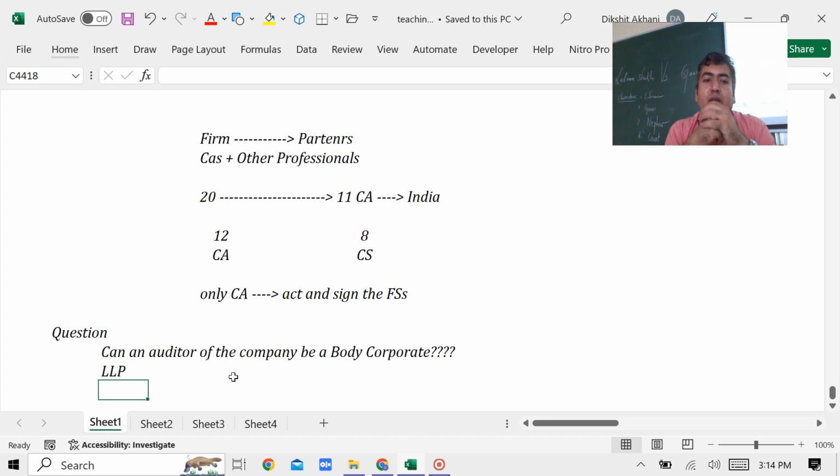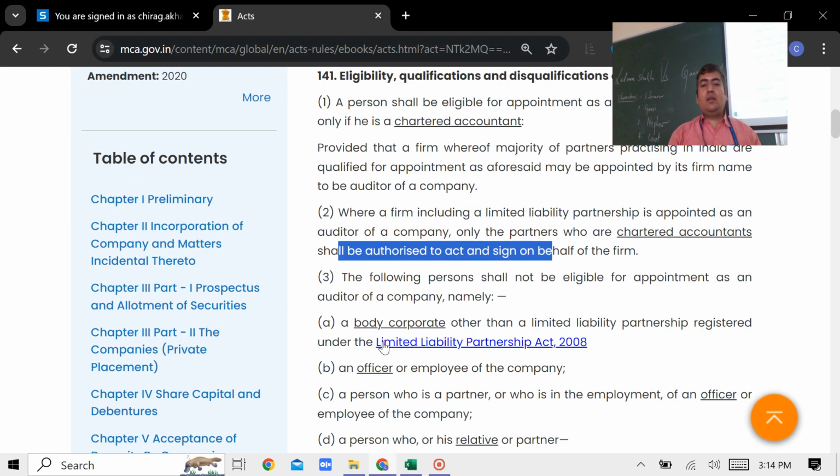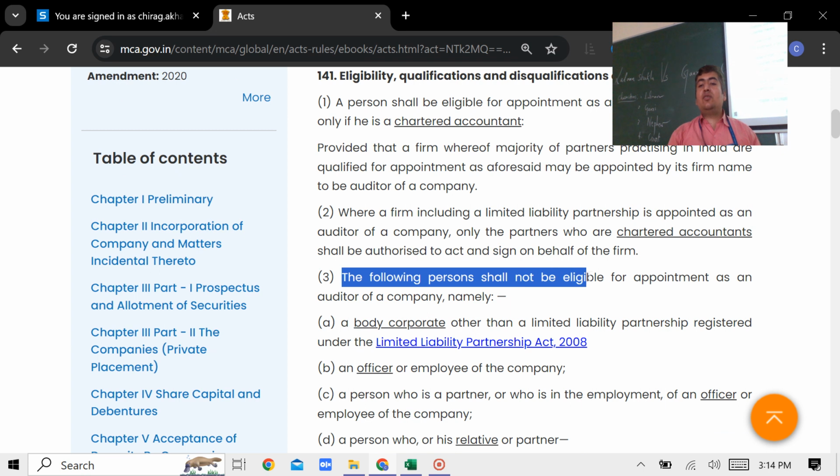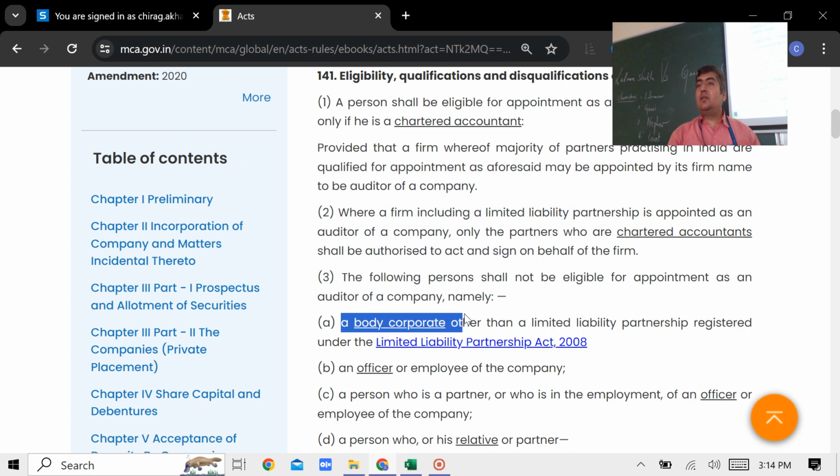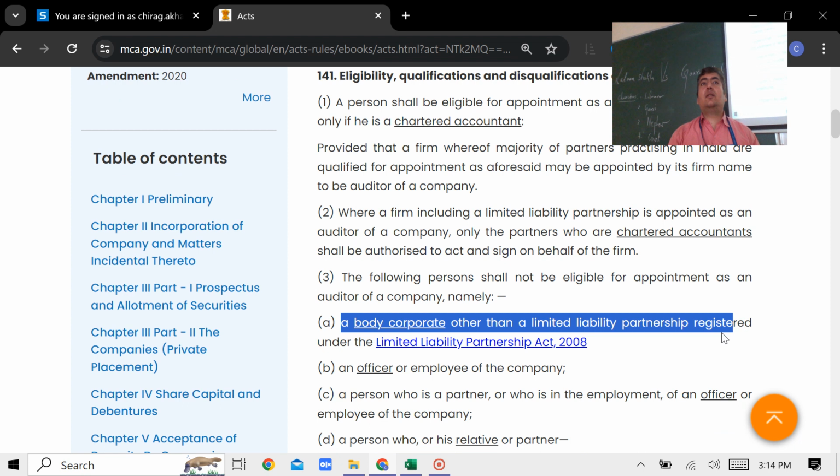And now your doubt is, sir, where is it mentioned? Wahi to padhne hum aaye hain. Dekho ye likha, the following are the disqualifications. A body corporate other than LLP is not allowed to act as what? The auditor. You may be a consultant, but not as the auditor. Am I clear? So thank you.